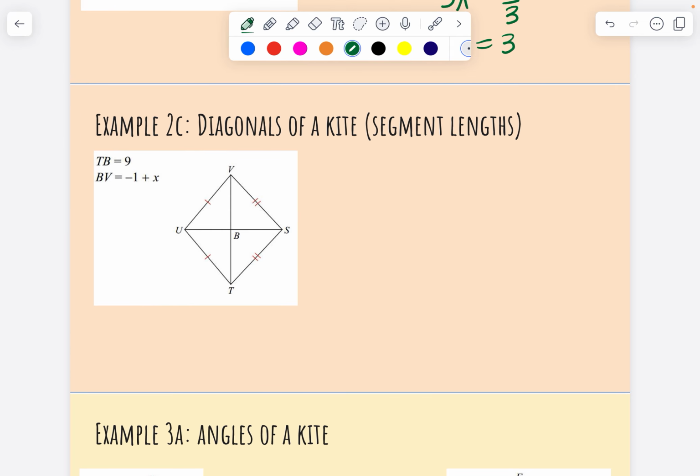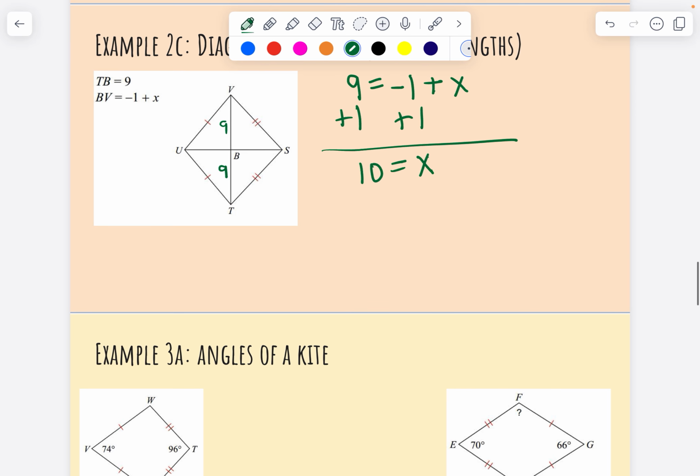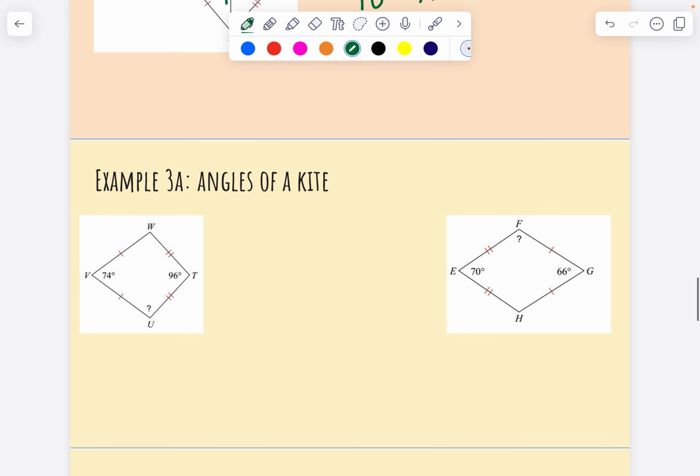Let's do another one. TB is 9, which means BV is 9. They're also telling me that BV equals negative 1 plus x. So I can say 9 equals negative 1 plus x. Adding 1 to both sides, I would get that x is 10. That one's a little bit easier. All right, let's look at angles of a kite.